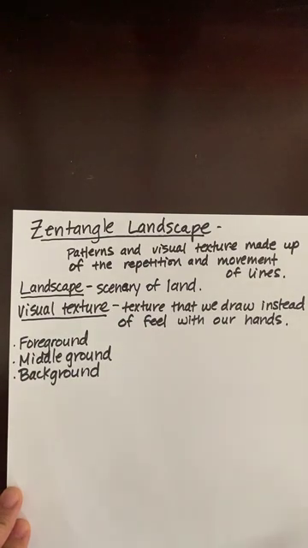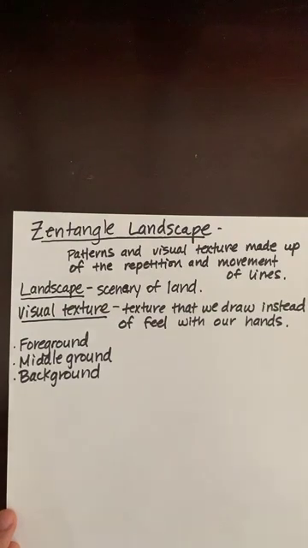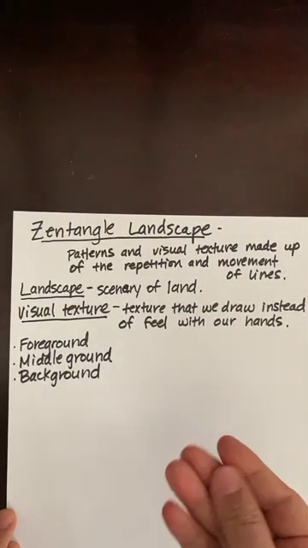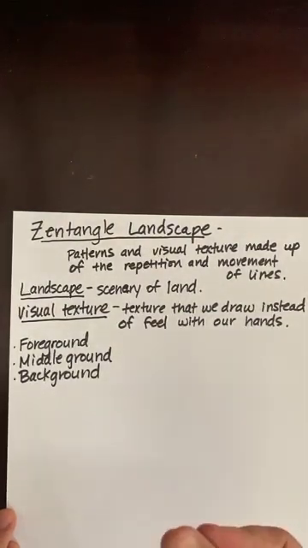Landscape is a scenery of land, as opposed to a seascape, which would be a scenery of the sea or the ocean. We're doing the landscape today. Visual texture is texture that we draw instead of feeling with our hands. So we don't feel it, obviously, we're drawing it on paper. And we're also going to cover foreground, middle ground, and background.